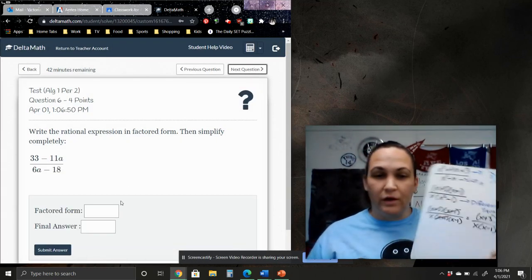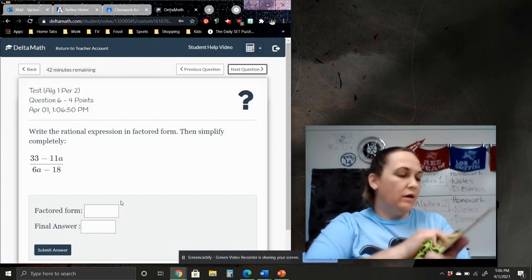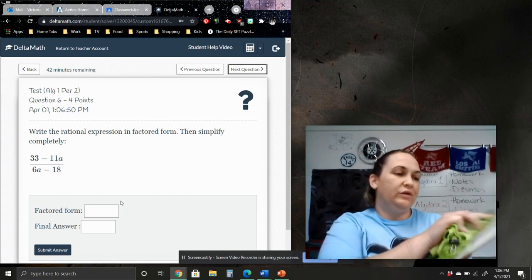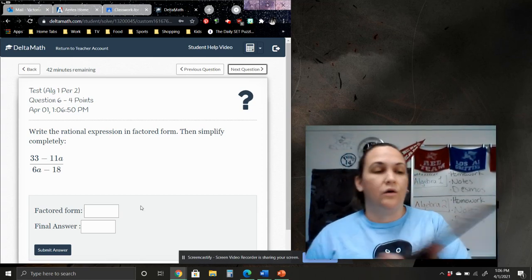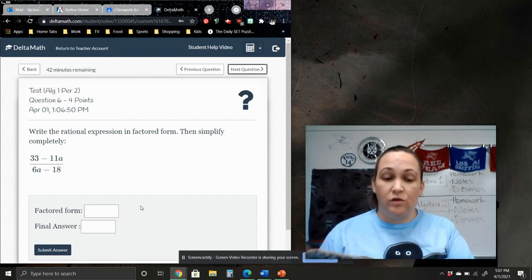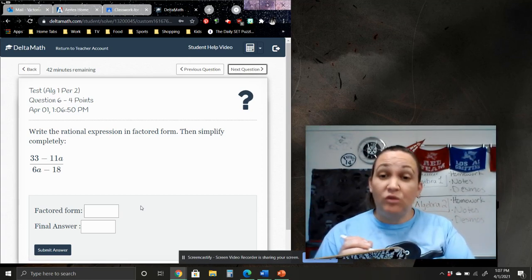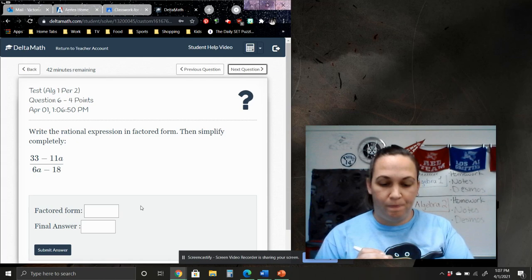Oh, we got another one. Okay, so I'm going to factor this. Now, on this one, you want to make sure that you factor it until you can cancel something out. So if you factor and you can't cancel something out and you have to factor again, that is still part of the factoring.